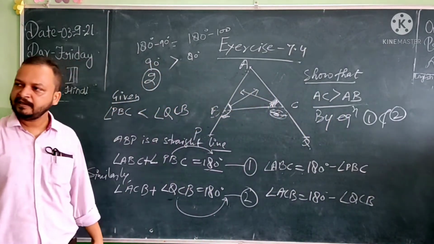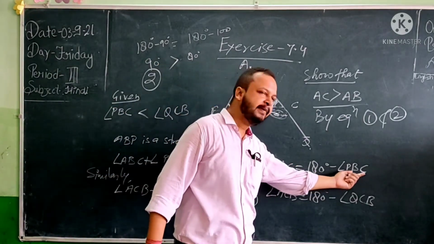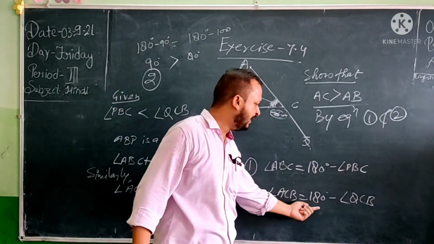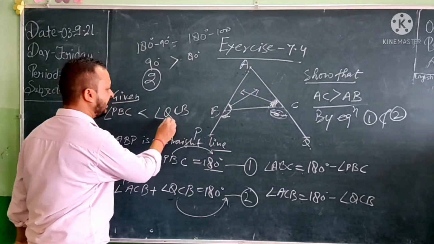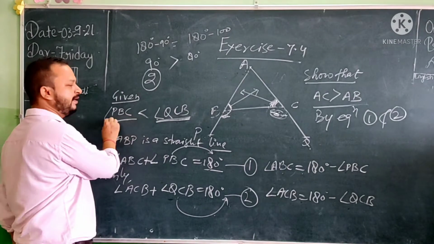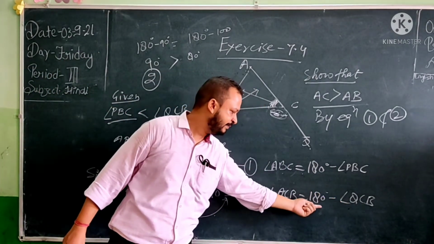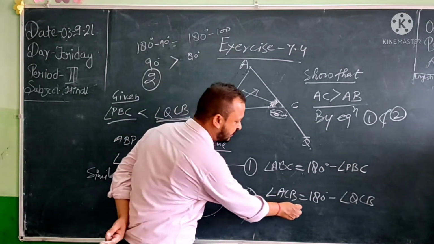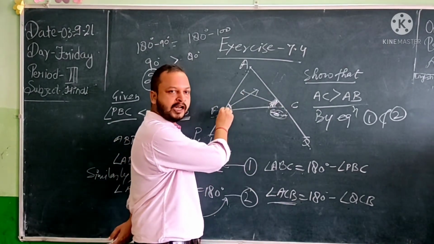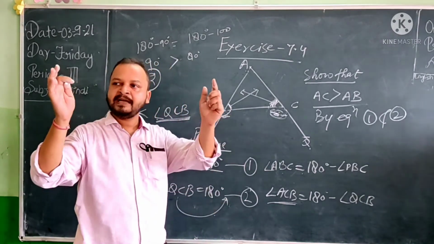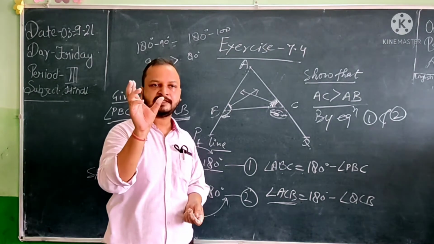यहाँ तक बात समझ में आई? अब यहाँ पे आप देखिए 180 में से PBC को सब्ट्रैक्ट किया, 180 में से QCB को सब्ट्रैक्ट किया. And here you know that QCB is greater than PBC. अगर QCB is greater than PBC है, it means ये जो एंगल हमें मिलेगा, ये वाला ACB, ये स्मॉलर पार्ट मिलेगा, क्योंकि सेम में से अगर आप बड़ा पार्ट सब्ट्रैक्ट करेंगे तो आपको स्मॉलर पार्ट बचेगा, राइट?